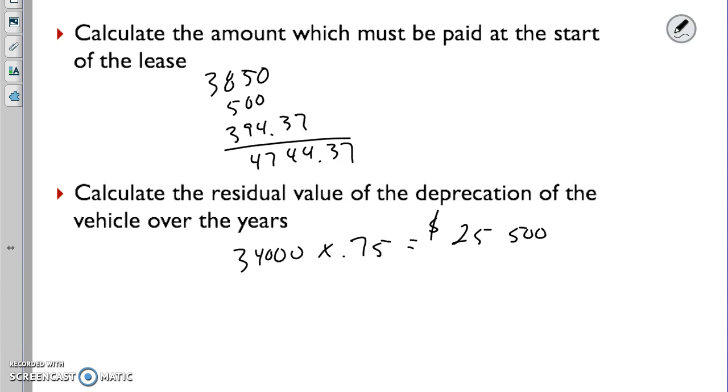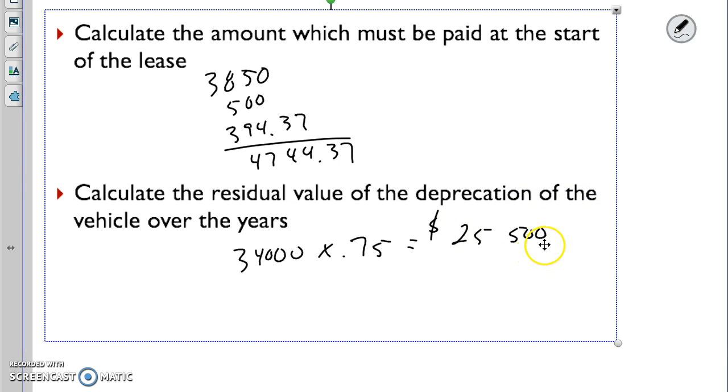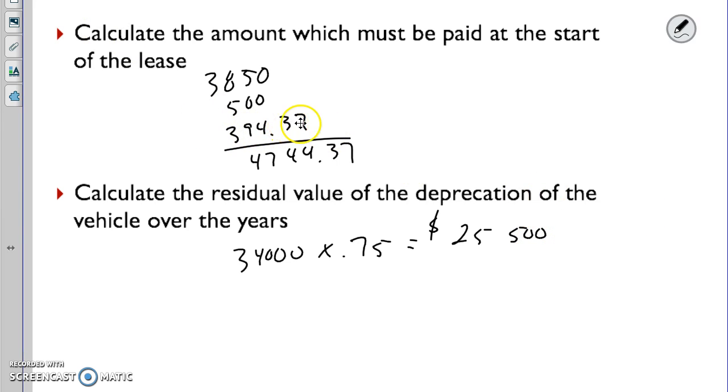Now, a lot of people think that's what it's worth at the end of the 3 years, right? So when you return the vehicle, do you get $25,500 back? No. You're basically only making payments on the difference. If we subtract, 34,000 minus 25,500, what's that? About $9,500, right? You've got a car that's lost value of about $9,500. You are making payments of $394.37. That's to cover that depreciation value.